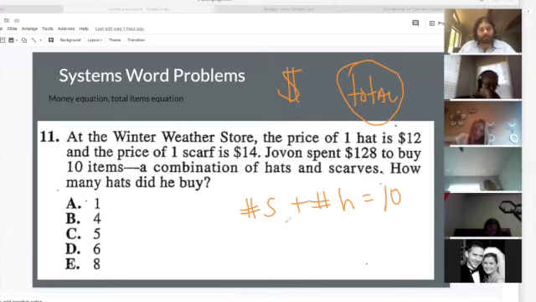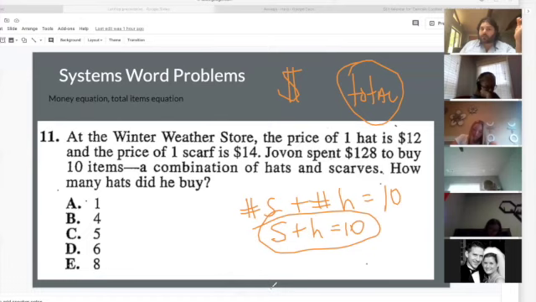So the very simple equation is S plus H equals 10. That's very simple. The number of scarves, which is S, plus the number of hats equals 10. Now the slightly more difficult one is the money equation, right? How much money did I make today? Well, I take the number of hats that I bought times the price of each hat, and then I take the number of scarves times the price of each scarf, and I add those two numbers together.